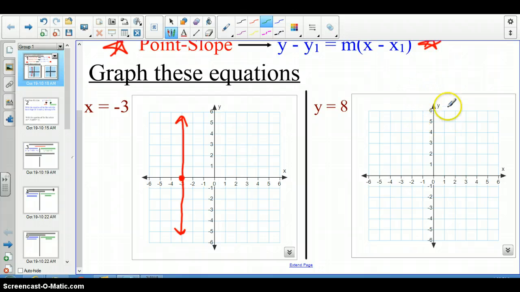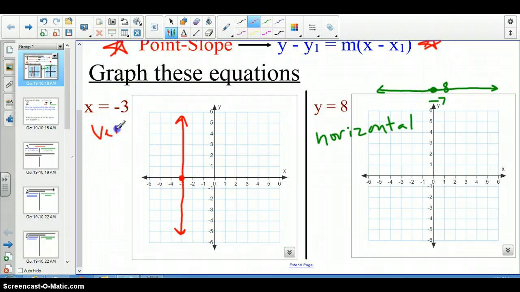Okay. Y equals 8. Y equals 8 means it's on the y-axis. Okay, so here we look at our graph. Well, we don't have enough spots, so just put in a couple spots for it. Here's 7, here's 8. So y equals 8 is going to be a horizontal line at 8 on your y-axis. So y equals always horizontal lines. X equals, those will always be vertical.